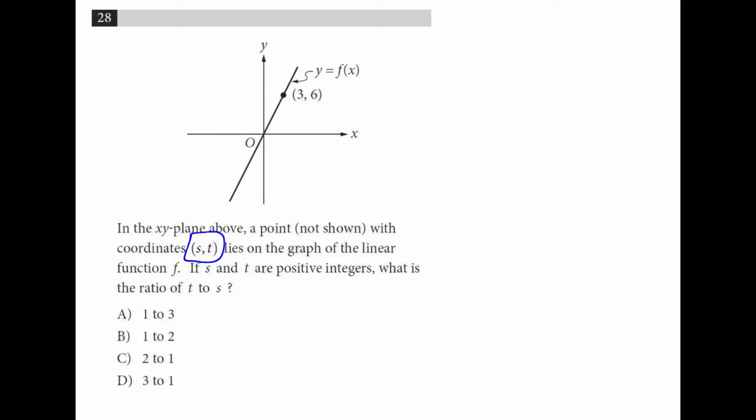If the coordinates are s comma t and it lies somewhere on this line, you'll notice that there's a 1 to 2 ratio between s and t. They want to know, though, what is the ratio of t to s, so it flips and it's back to 2 to 1.